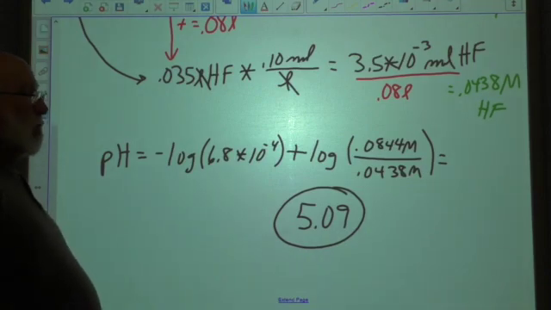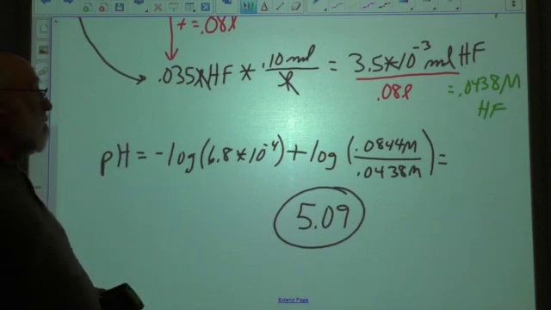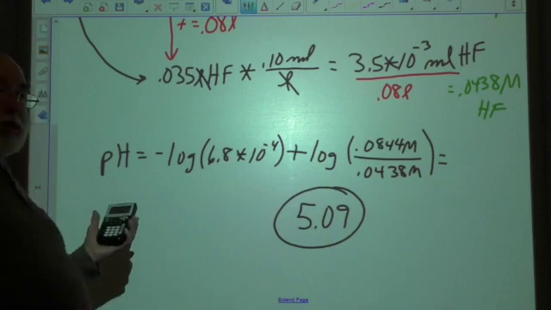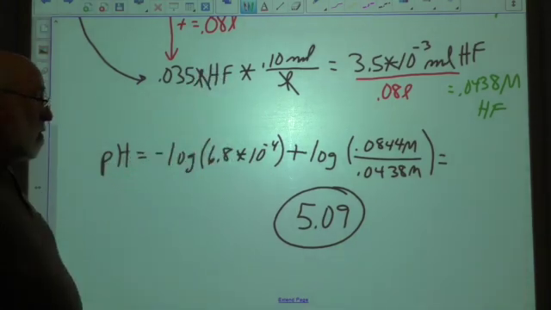Okay? So if a substance were to attack us that was acidic, the NaF is going to react with it. If we have a basic solution attacking this buffer, then the HF is going to attack it.